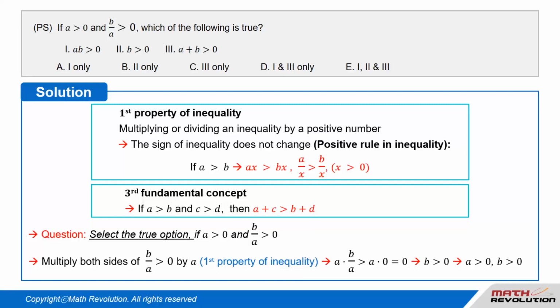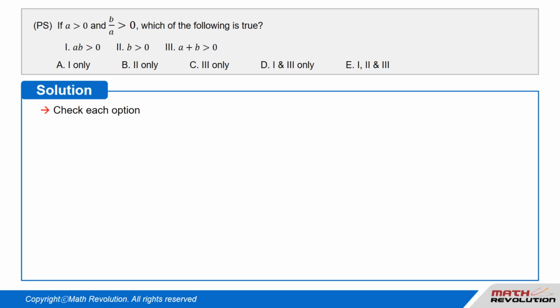As a is greater than 0, we can multiply both sides of the inequality b over a is greater than 0 by a without any change to the inequality sign, by the first property of inequality, which is the positive rule in inequality. So, a times b over a is greater than a times 0, which equals 0. That is, b is greater than 0. Now we know that both a and b are positive, that is, a is greater than 0 and b is greater than 0. Let us look at each option.